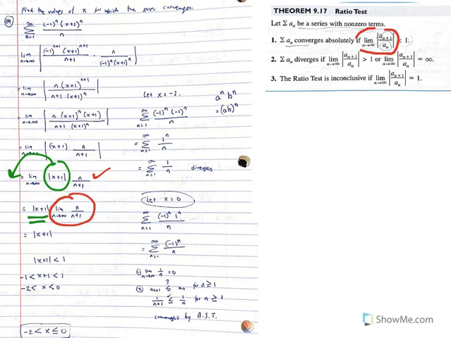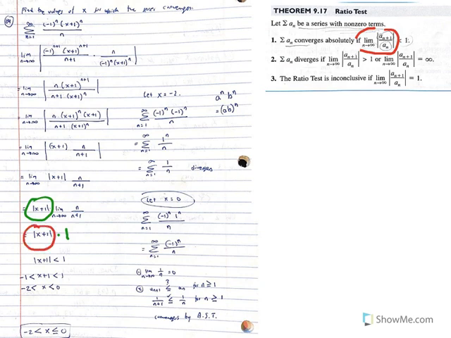Which is of course equal to 1, because you have a quotient, a rational expression here, where the degree of the numerator and the degree of the denominator are both 1. So the limit would be the quotient of the leading coefficients. 1 divided by 1 is 1. So that limit is equal to 1. So we have just the absolute value of x plus 1 times 1, or just the absolute value of x plus 1, as I have written here.